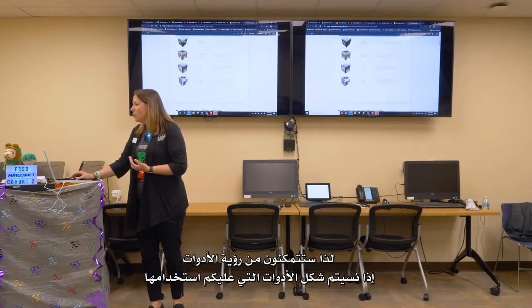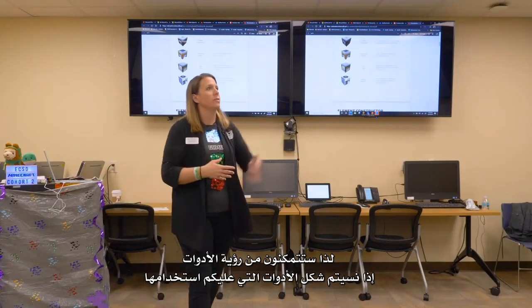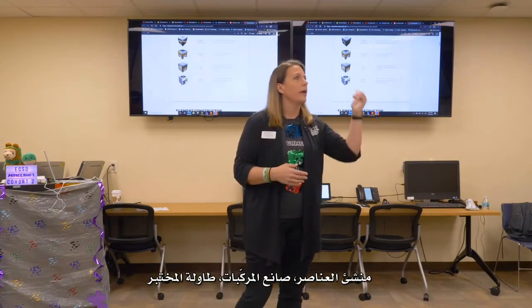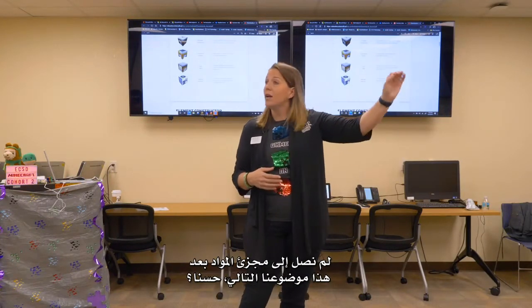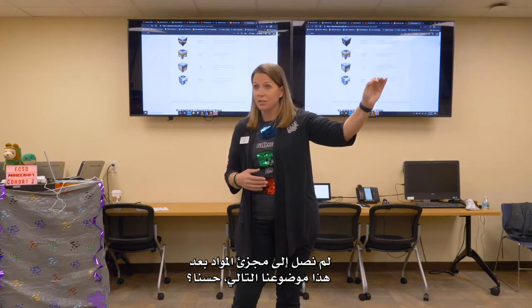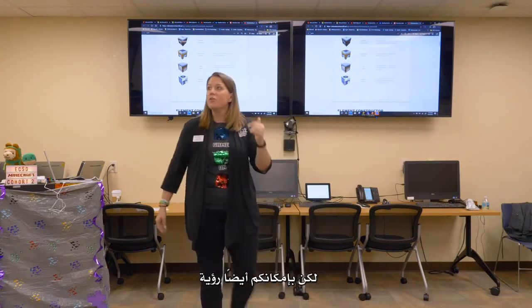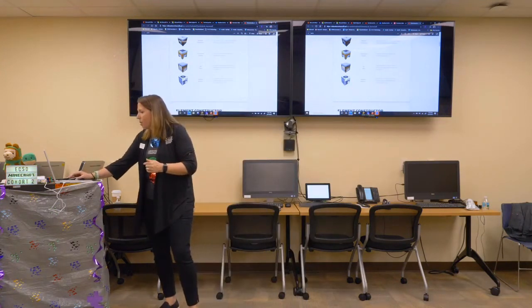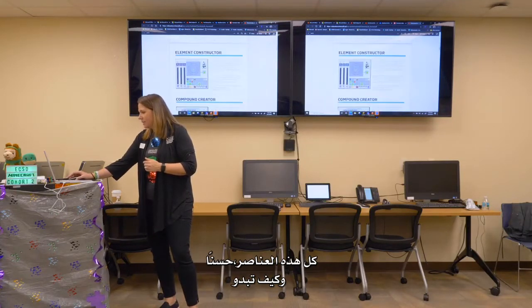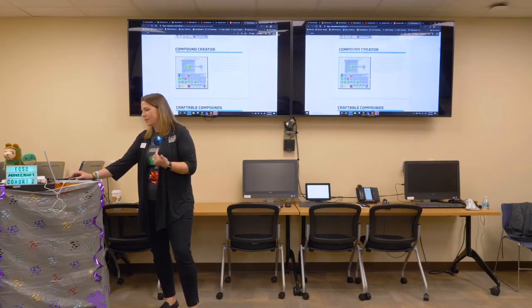So you get to see the tools. If you forget the tools that we used, the element constructor, the compound creator, lab table, we haven't gotten to the material reducer yet. That's our next one, okay? But then you can also see all of these elements, okay, and what it looked like.